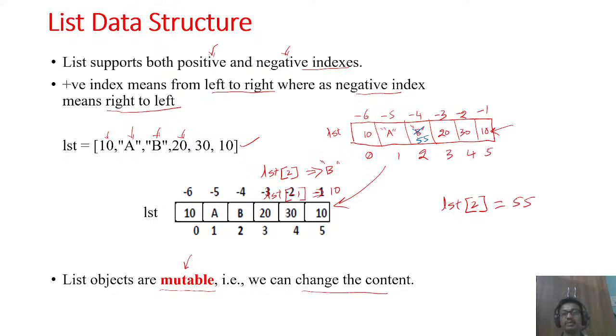That means you can make changes to the contents present in the list. Elements can be modified. That property is called mutability. So list objects are mutable. This is very, very important. This term you should understand and remember.